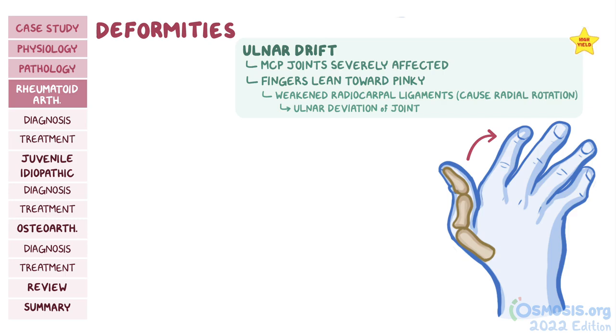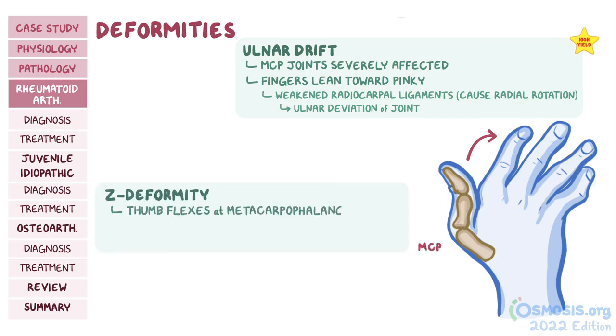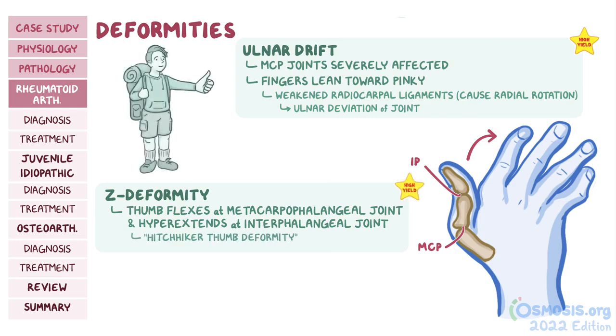Another important deformity is the Z deformity, where the thumb flexes at the metacarpophalangeal joint and hyperextends at the interphalangeal joint. This makes the finger look as if the individual is trying to hitch a ride, which is why it's also called the hitchhiker thumb deformity.